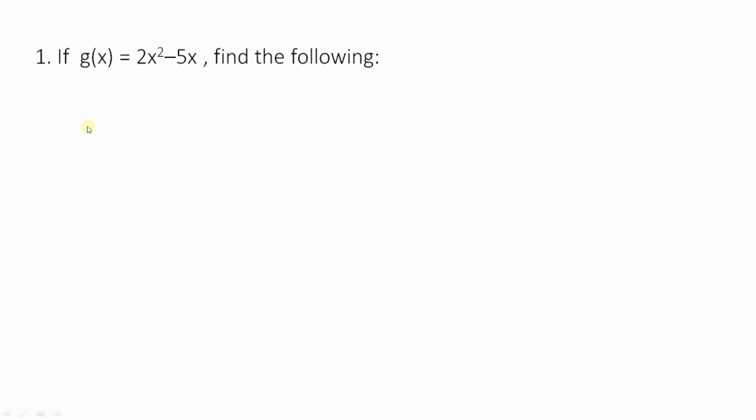Number one says, if g of x equals 2x squared minus 5x, find the following. A, g of 2 divided by g of 4. B, g of a plus 1. And let's see our solution.